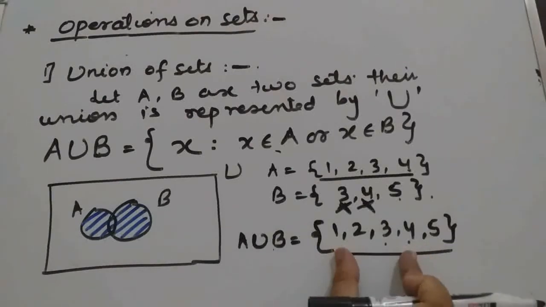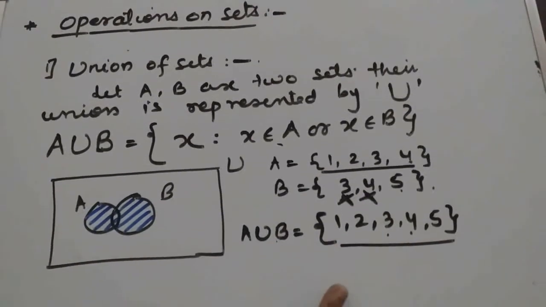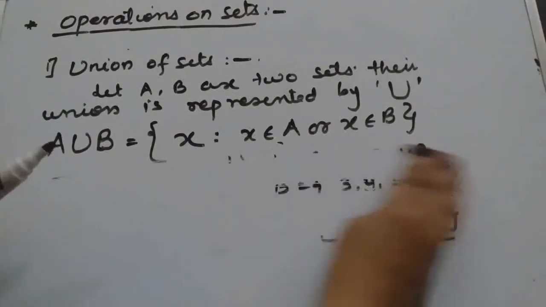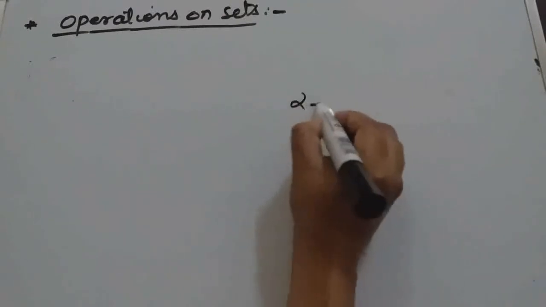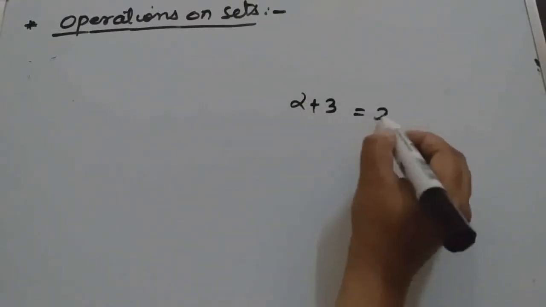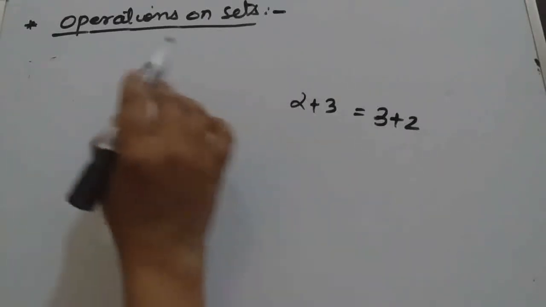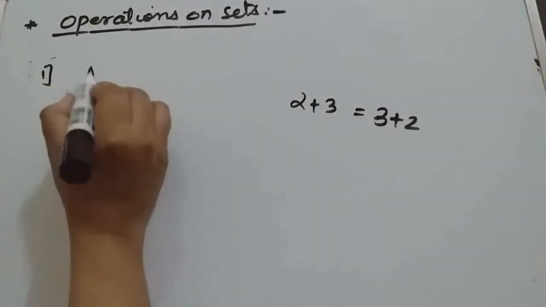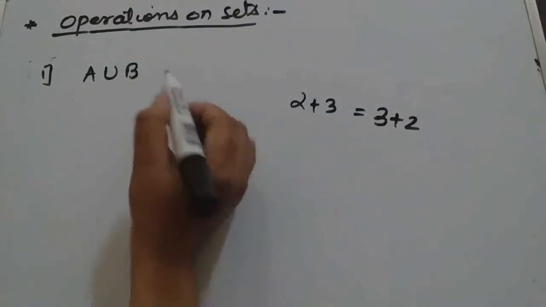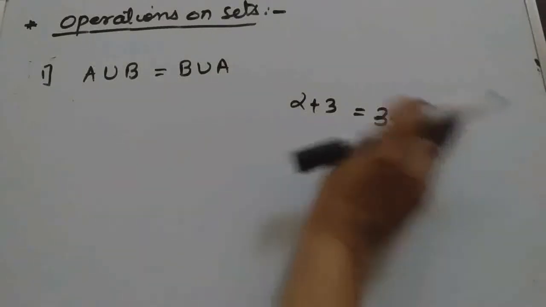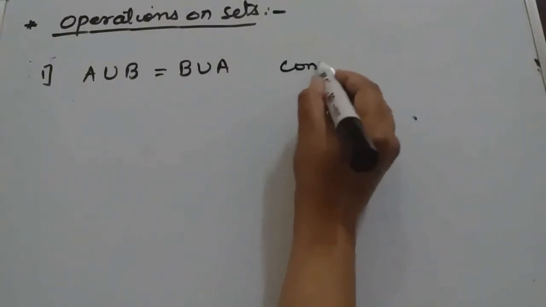Now we have some properties also, the properties of union of sets. We learnt the commutative property in addition: 2 plus 3 will give the same answer as 3 plus 2, isn't it? So we say plus is commutative. Similarly here, the first property is commutative, which means A ∪ B will give the same answer as B ∪ A. This is the commutative property.